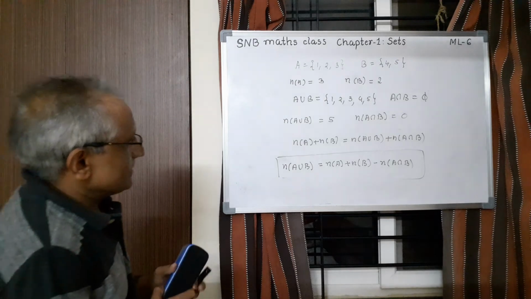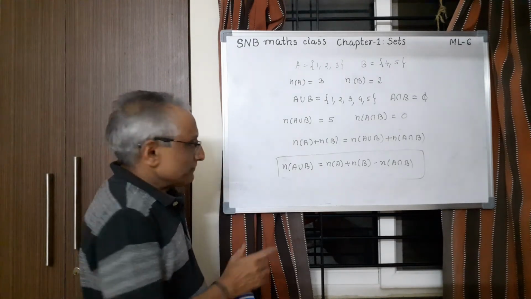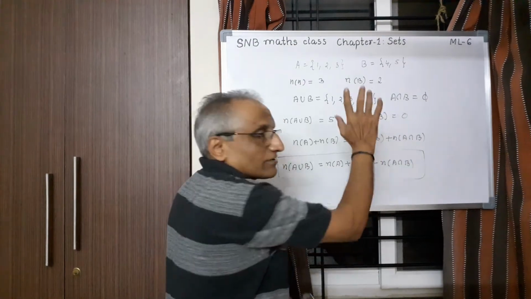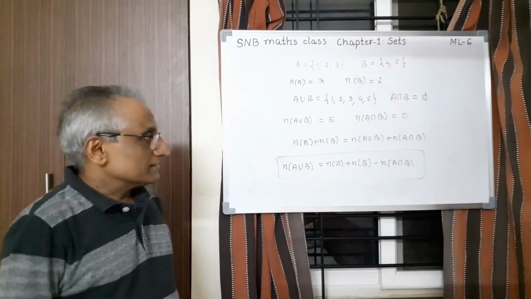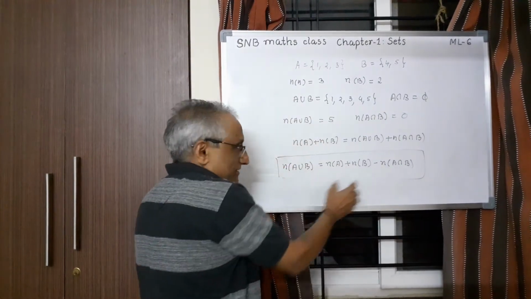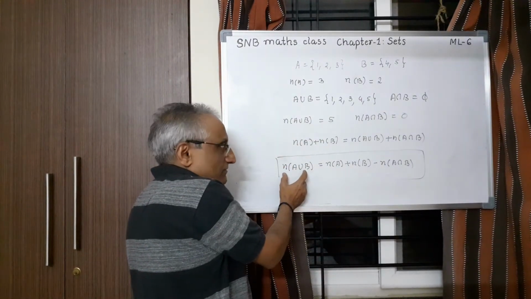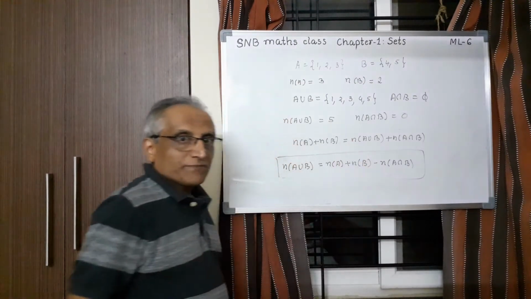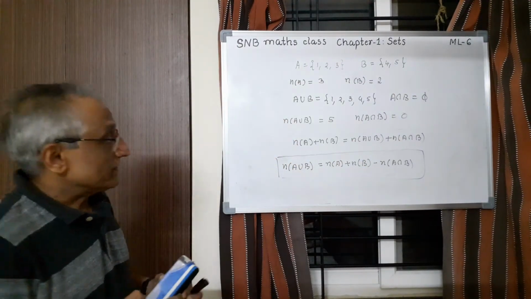So here the question can be like this. This is given, this is given, this is given. Find the number of elements in the intersection. Similarly, the number of elements in the intersection may be given, the number of elements in A union B is given, the number of A is also given. Find the number of elements in B. This type of question can be asked.